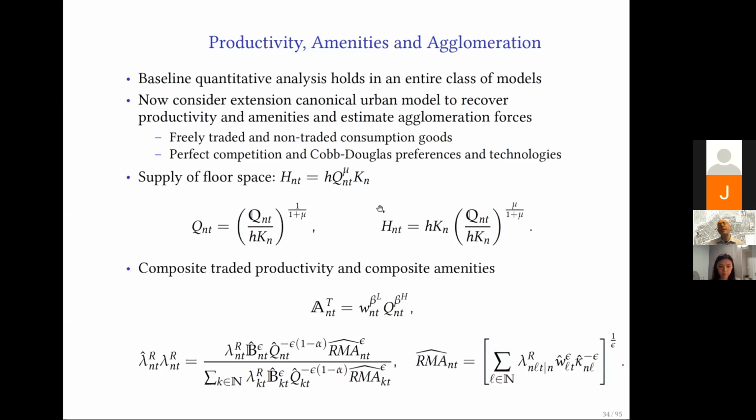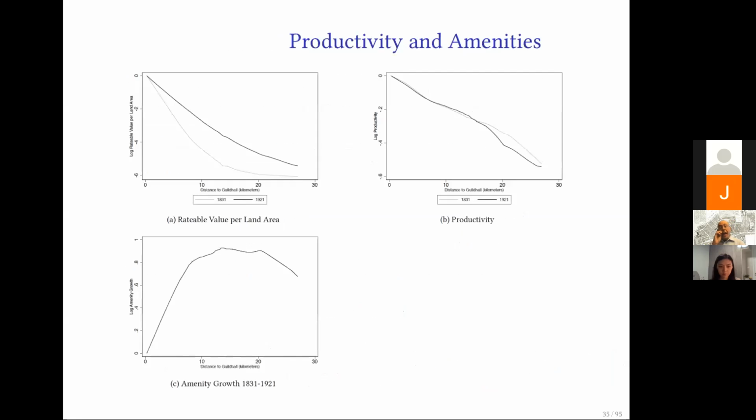Once we do that, inside of our model, we can recover the implied productivity of every location, which is called A here, and we can recover the implied changes in amenities that are implied by the observed changes in population and the observed changes in the value of land and buildings that we see in the data. What do those look like? Well, they exhibit intuitive properties in the data for the London metropolitan area.